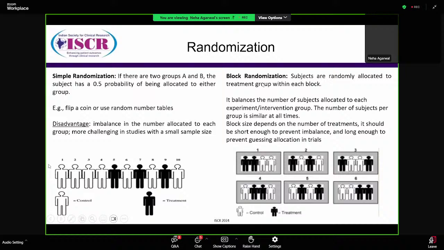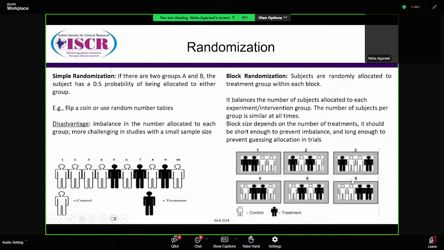What happens in block randomization is that you create blocks, and within each block, subjects are randomly allocated to the treatment groups. If you look at the picture here, we have 6 blocks. Within each block, we have four patients, and 2 patients are randomized to test and 2 patients are randomized to control. This is how we do it.